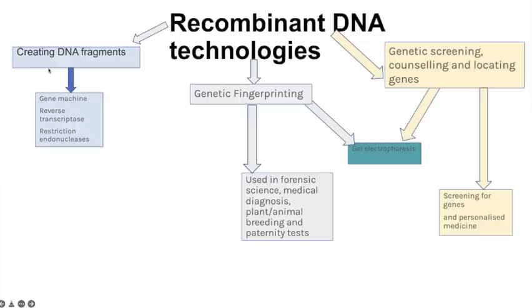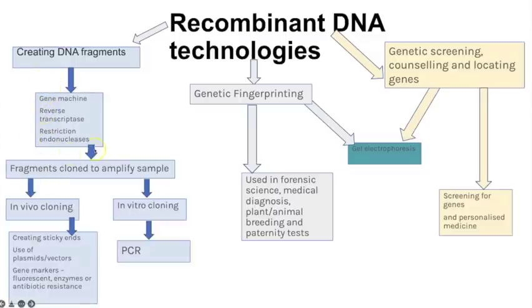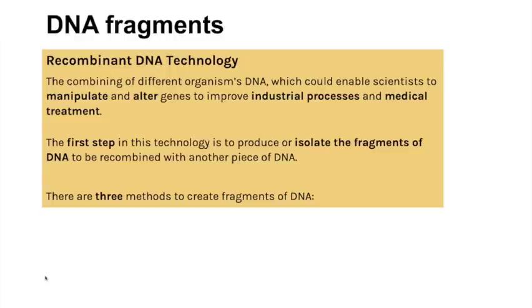So creating DNA fragments, we're going to look at what are the three methods for how DNA fragments can be created, how those fragments can then be cloned either in vitro using PCR or in vivo looking at the use of sticky ends, plasmids and gene markers. So we're going to look at creating DNA fragments first.